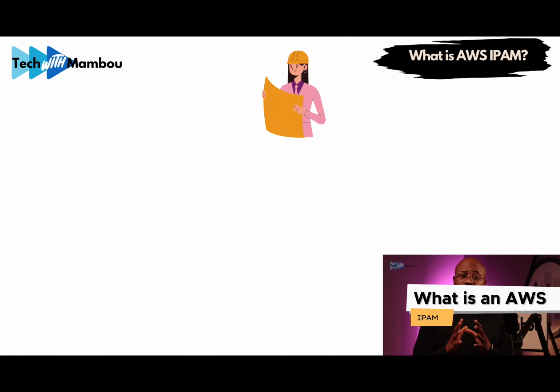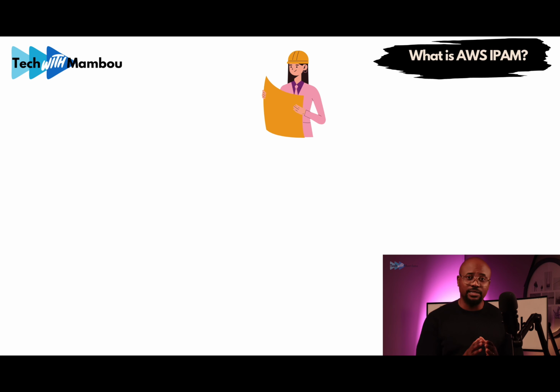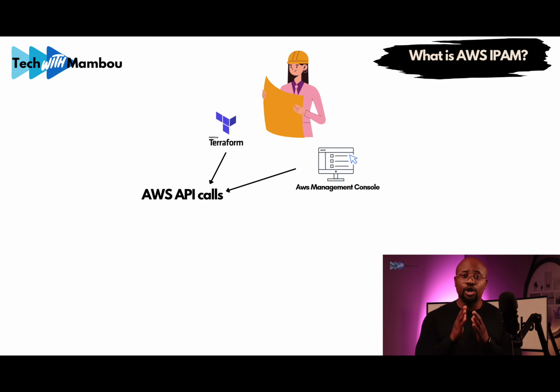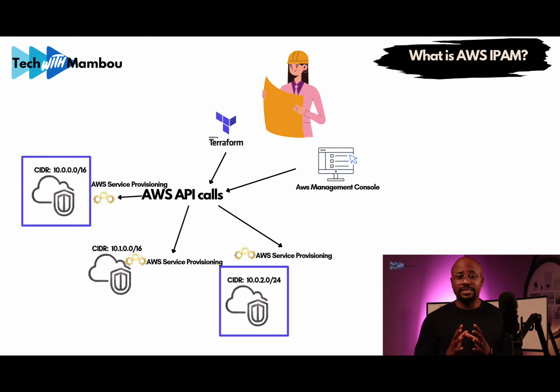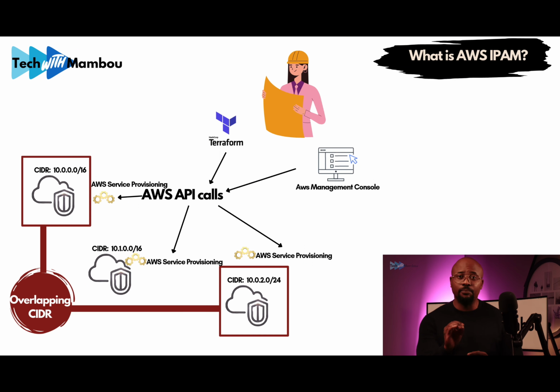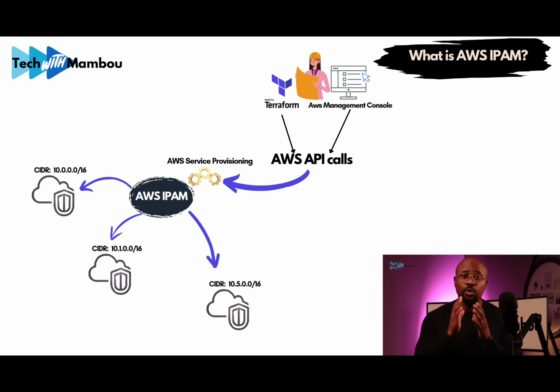Without further ado, what is an AWS IPAM? AWS IPAM is a service that provides centralized management for IP addresses across your AWS environment. It's designed to help organizations manage IP addresses efficiently by giving them a single unified view of all IP addresses. Whether you are dealing with VPCs in multiple regions or handling IPv6 allocations, AWS IPAM simplifies these tasks, reducing the risk of conflicts and IP exhaustion.